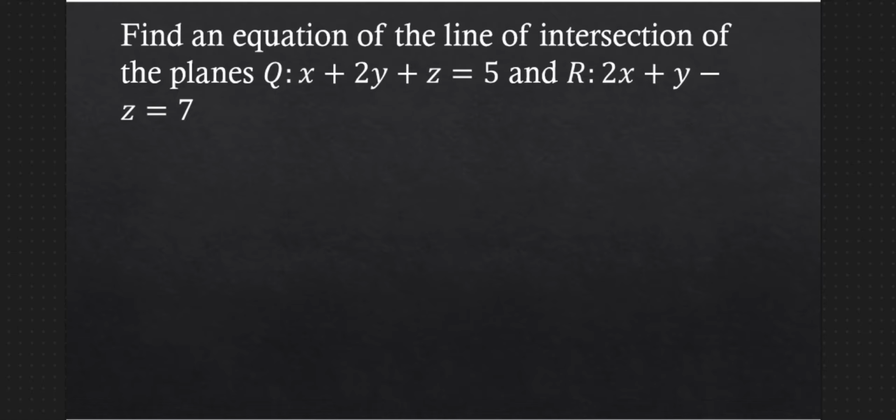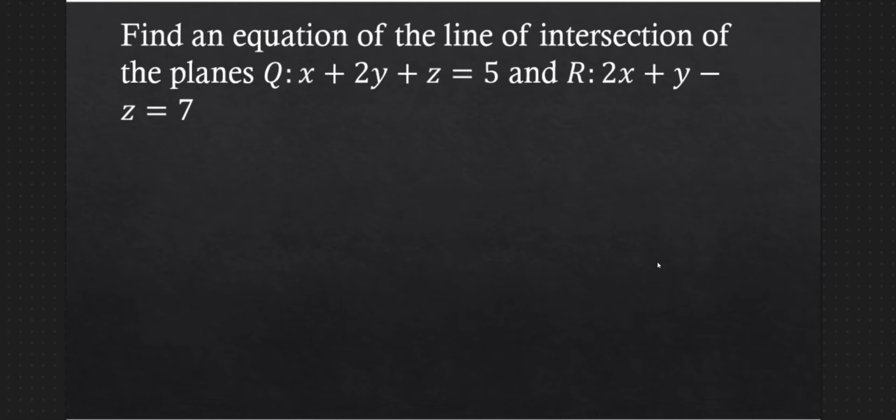Hello and welcome back. In this video, we're working through an example where we're going to determine the equation of a line of intersection of two given planes, Q and R. So first, imagine you have just two planes in space. What can happen between those two planes? We've talked about angles between them, things like this.